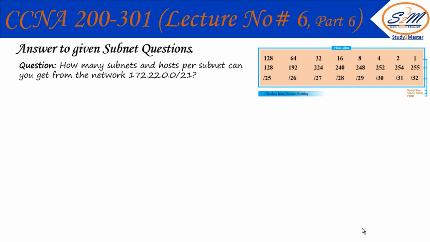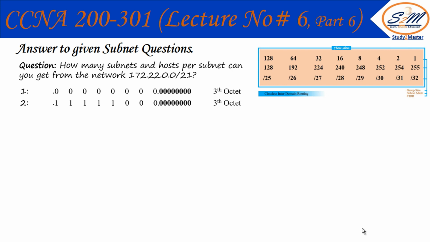How many subnets and hosts per subnet can you get from the network 172.22.0.0/21? Again, we look at the cheat sheet in order to make our journey easy. In this given question, we are located at the third octet of the IP address. So in this question, I'm changing the first 5 bits of the third octet. The default subnet mask of a class B address is /16. So now let's count until we reach 21: 17, 18, 19, 20, 21.